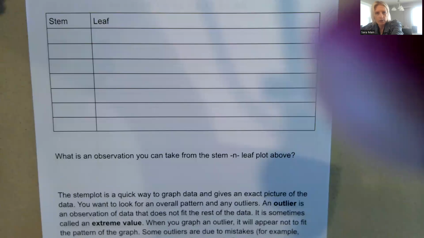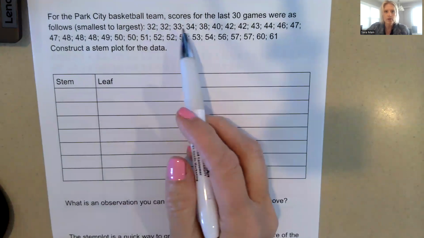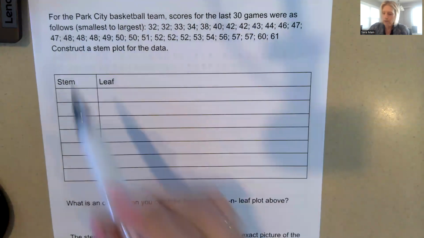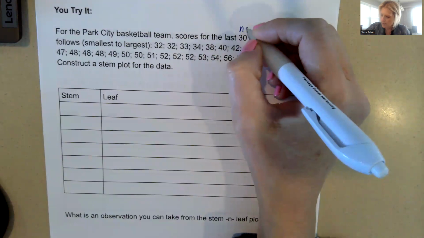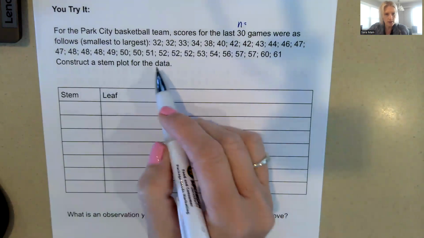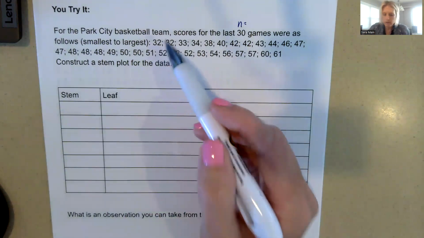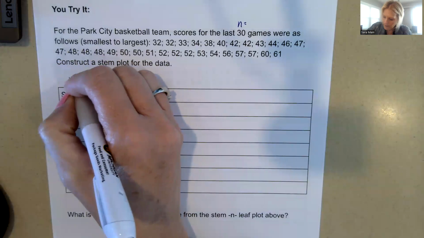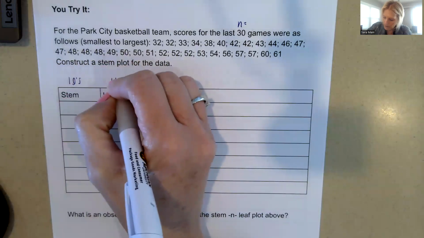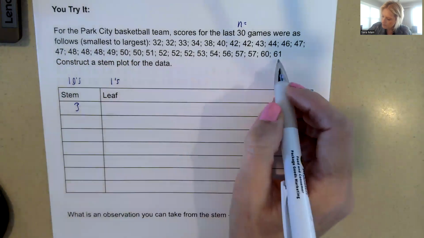So let's try one on our own. For the Park City basketball team, scores for the last 30 games were as follows. So it's good to know that n equals 30. Smallest to largest, construct a stem and leaf plot. So again, I can see that my smallest number is in the 30s. I'm going to do these as my 10s and these as my 1s. And so I'm going to start with 3, and my largest goes up to 60.